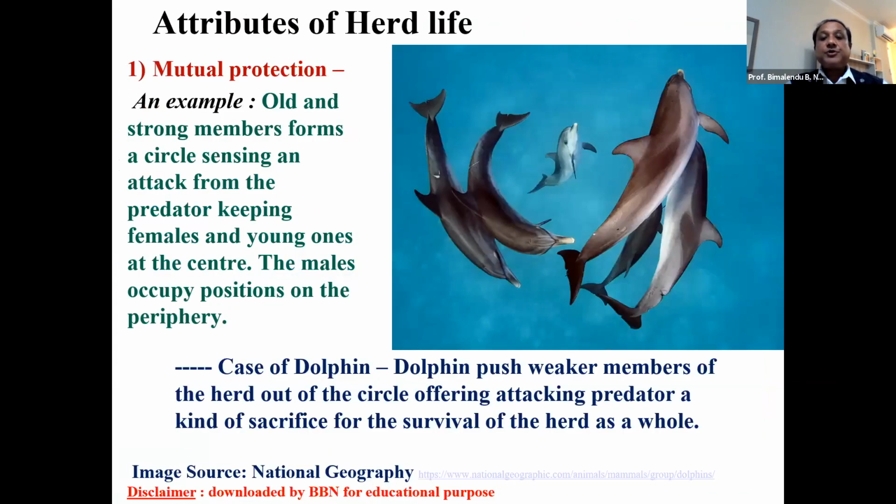And the mutual attributes of herd life. The first thing that comes is mutual protection. If you remain in a group, then you can have enhanced protection for each and every member. Like old and strong members form a circle, sensing an attack from a predator, keeping females and young ones at the center. The males occupy the position on the periphery. In the case of dolphins, they push weaker members of the herd out of the circle, offering the attacking predator a kind of sacrifice for the survival of the rest of the members.